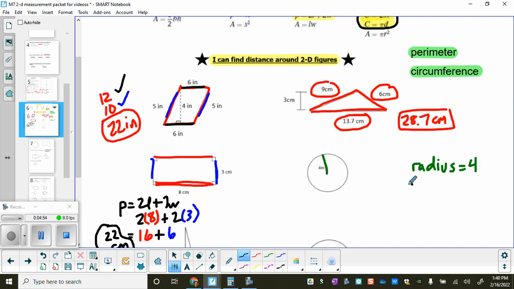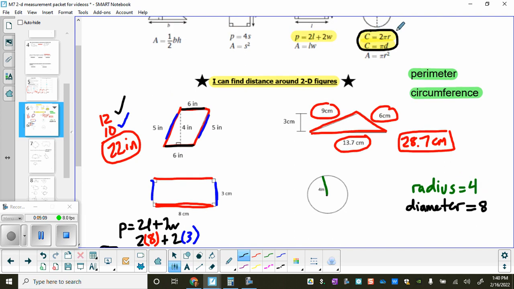If I asked y'all what the diameter was for this circle, and I know this isn't in your notes, you can just write it off to the side. The diameter is if it's going all the way across. So the diameter here would be an 8. Now that's why we actually have both formulas up here.